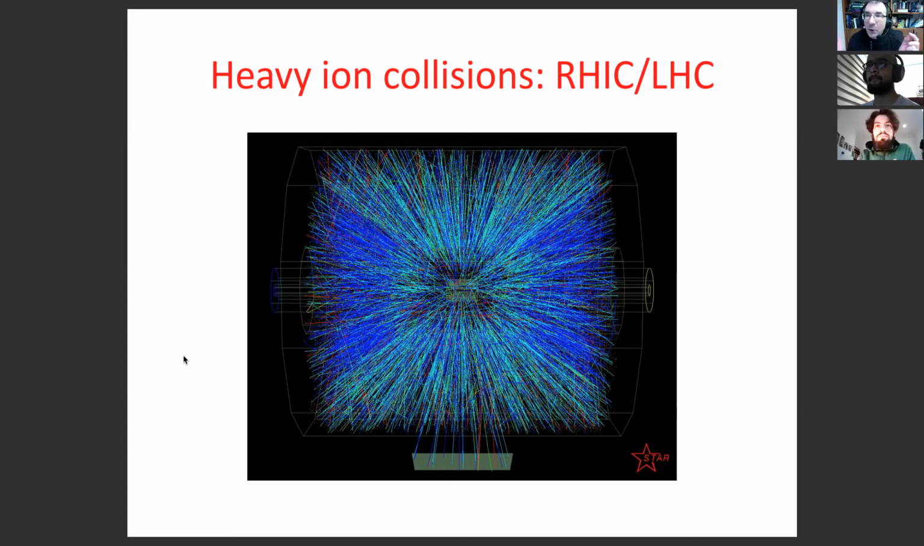And it collides gold and gold, maybe because the US is richer. They collide gold rather than lead, but it's not entirely a joke. Knowing the US, I used to live in the US for 10 years. I think there was a congressional inquiry about how much gold they were going to use when they built RHIC. Sometimes it's curious.